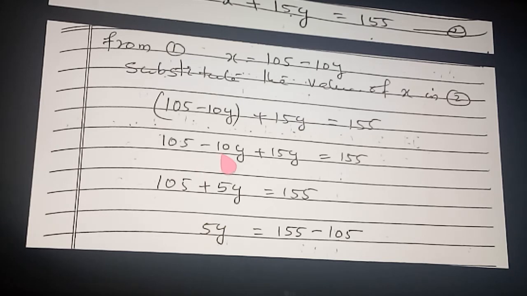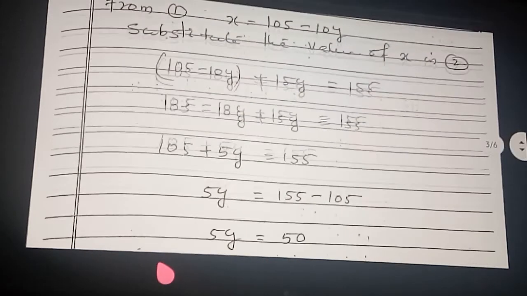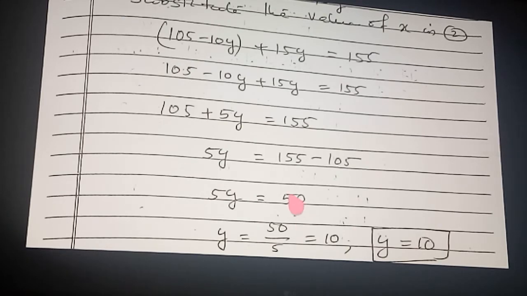105 minus 10y plus 15y is equal to 155. Therefore 5y is equal to how much? 155 minus 105. So 5y is equal to 50. y is equal to 50 by 5. So y is equal to 10.